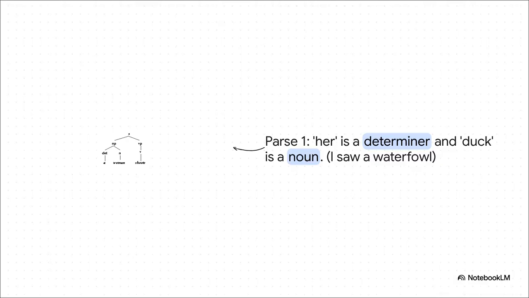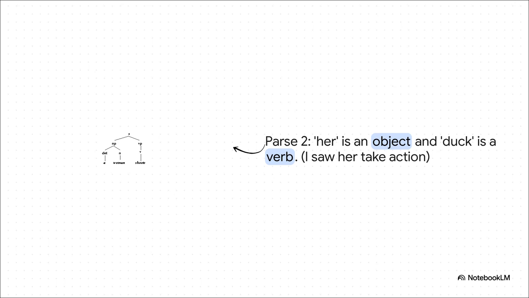So in the first interpretation, "her" is possessive, and "duck" is a noun. I saw the waterfowl, the animal, that belongs to her. A DCG can totally find this grammatical structure. But here's the cool part. Thanks to the Prolog engine, it doesn't just stop there. Because of a feature called backtracking, Prolog can automatically go back and look for other possible answers. And it finds this second structure, where "her" is an object and "duck" is a verb. As in, I saw her perform the action of ducking. A well-written DCG will find both of these valid interpretations for you, all on its own, effortlessly.